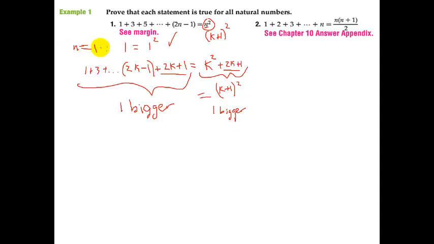So if we prove that it's true when n equals 1, and we prove that it's true when this side is bigger by 1 and this side is bigger by 1, then it must be true for all things. That's pretty cool. Alright, moving on to the next one over here. Here, instead of adding up the odd numbers, we're just adding up all the numbers. So again, let's prove it's true when n equals 1. So here we just have a 1 on this side. If you plug a 1 in here, you get 1 times 1 plus 1 over 2, which equals 1. So that's true on this side as well.